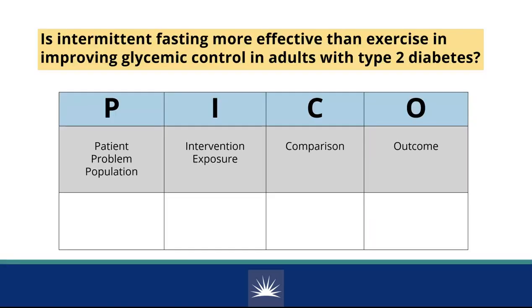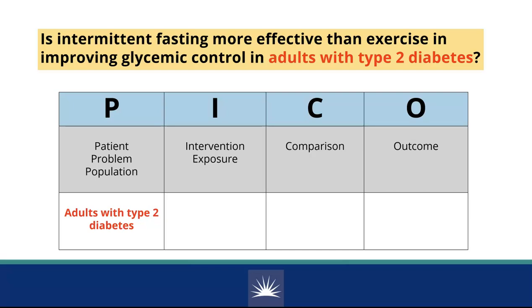Let's take a quick look at an example. Is intermittent fasting more effective than exercise in improving glycemic control in adults with type 2 diabetes? Starting with the P, who is the patient or what is the problem we're researching in this example? In this case, we have both a patient and a problem, adults with type 2 diabetes.